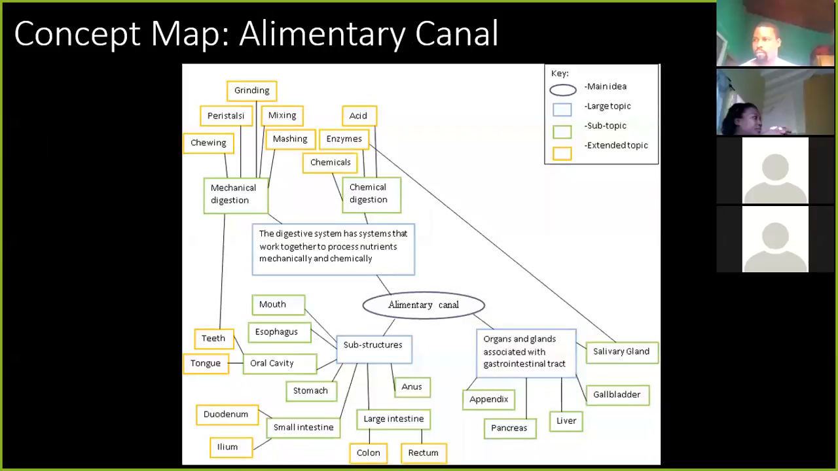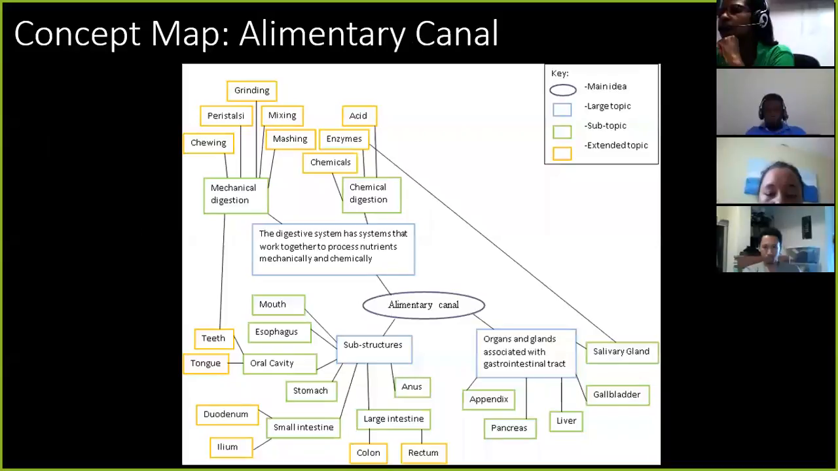So this is my little lesson that I designed for explaining the alimentary canal to my students. I made a little key here for understanding. The main idea is here in this circular object in purple outline. It's called the alimentary canal.